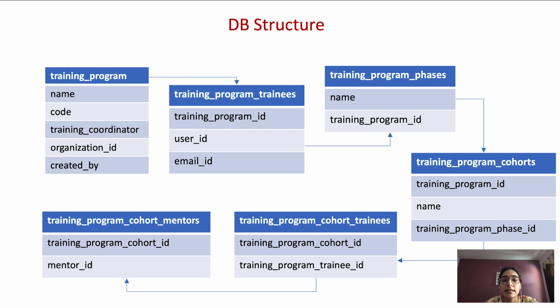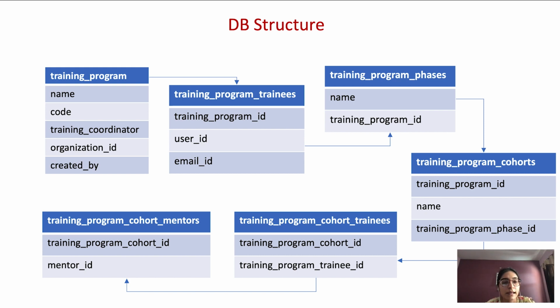Next we have the training program phase. The data will be stored in this table when we create a phase, which needs a name, requirement, and training program ID, similar to the training program ID. When we create a cohort for a training program, it will be stored in the training program cohorts table, which requires training program ID, name, and training program phase ID. When we add trainees to that particular cohort, it requires the trainee and cohort ID as well, and similarly for mentors when we add mentors to that particular cohort.